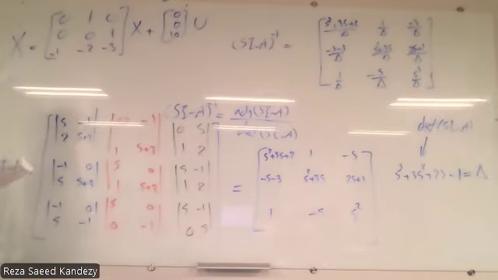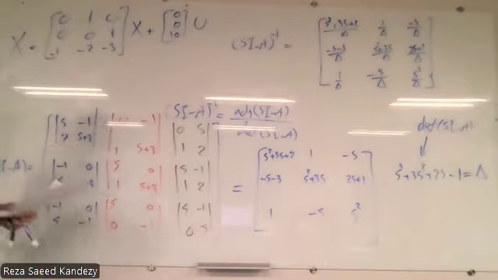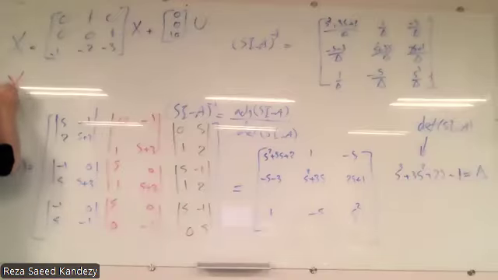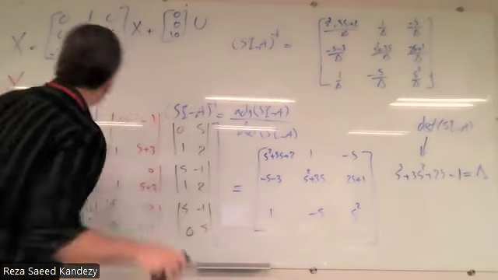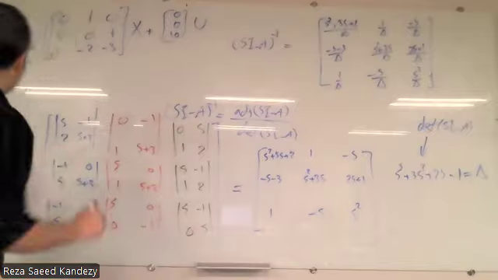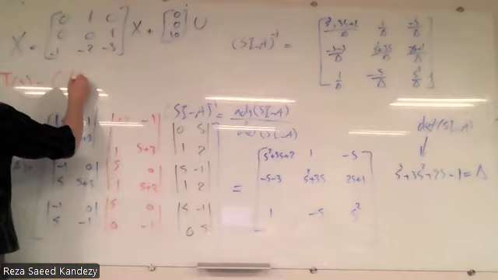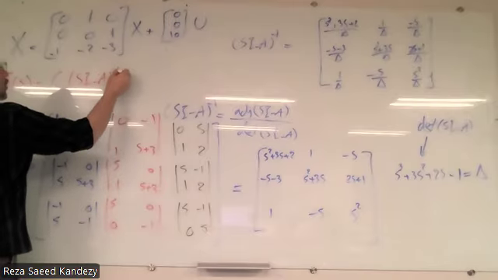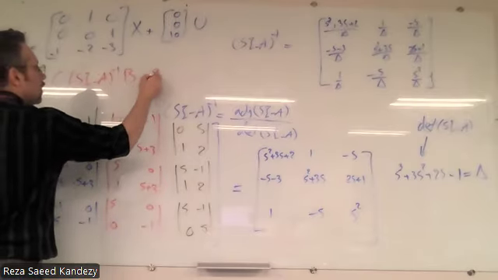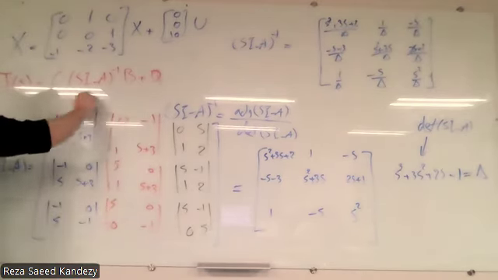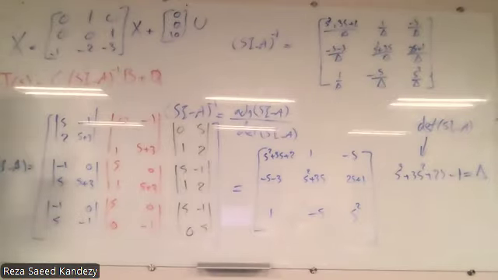The fun is that we are not done yet. We said our output, actually the transfer function that we had, is going to be C times (sI minus A) inverse times B plus D. Okay, so now we need to calculate C times that inverse matrix, and then multiply it by B.